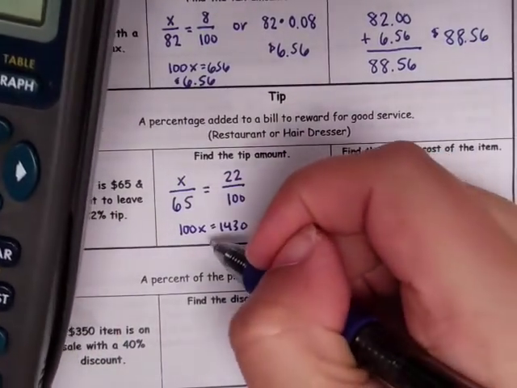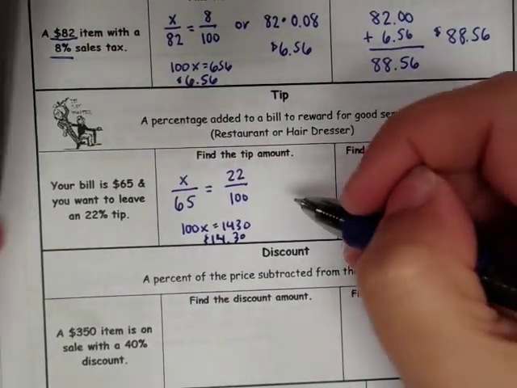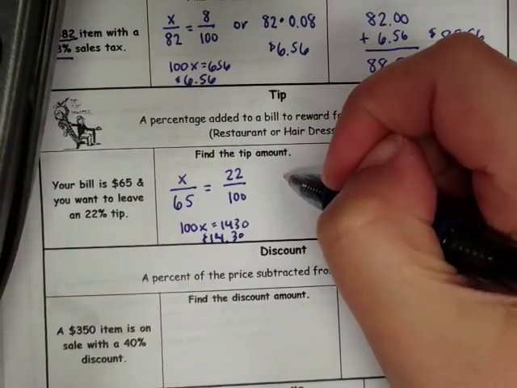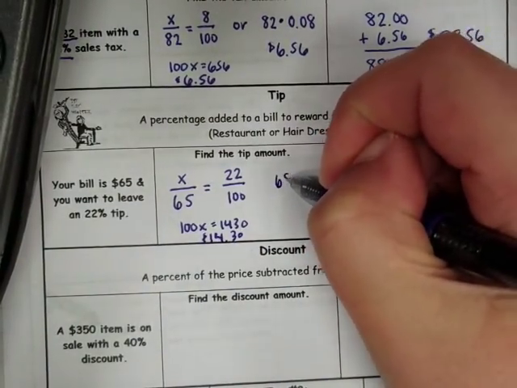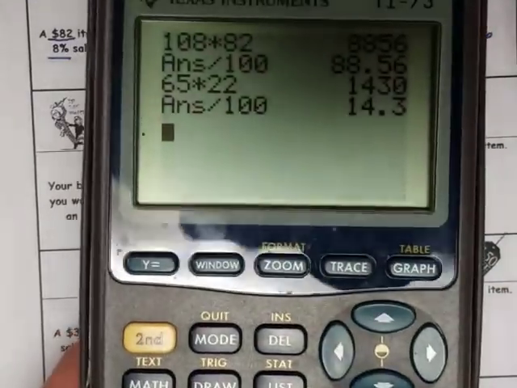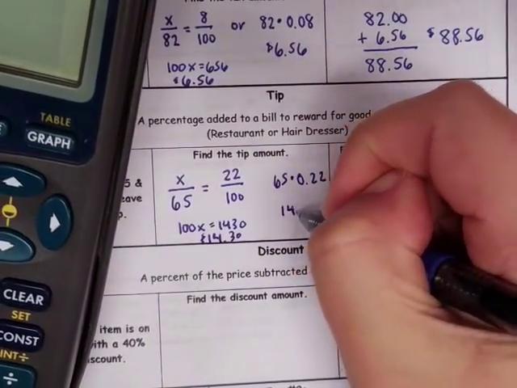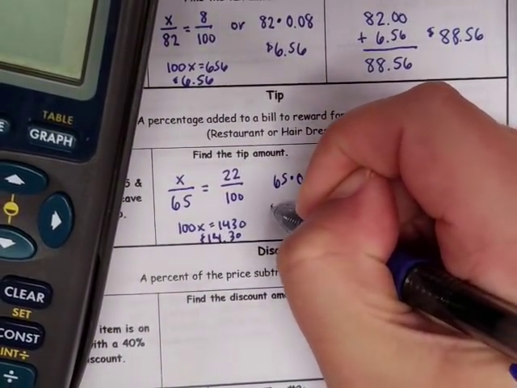Get you 14.3, which is $14.30. So make sure you write the 0 at the end. And then a shortcut to that is you could just take 65 and multiply it times 22%. So 65 times 22%, $14.30. So again, it gets you right to the solution just a little bit quicker.